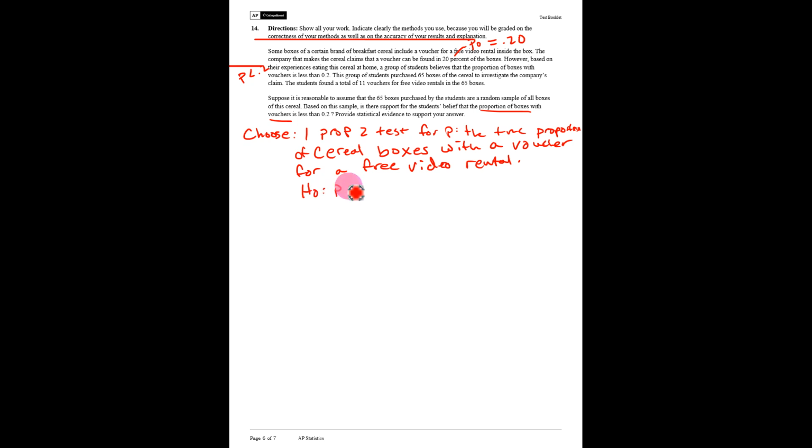H naught is P equals 20%, HA, P is less than 20%. Our P hat was what? 0.17. We are not given a significance level here, so we assume 0.05. It's not going to end up mattering because we saw on the calculator our p-value was 0.27 anyway. Okay, check.